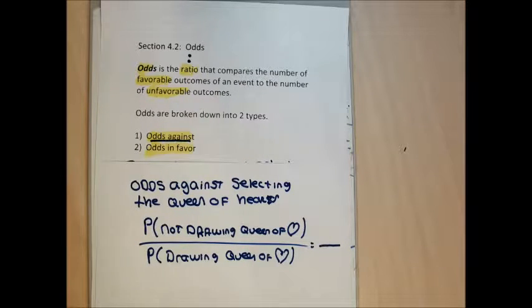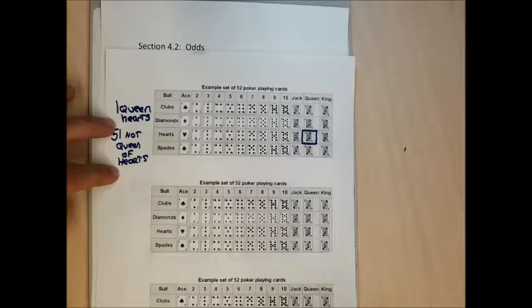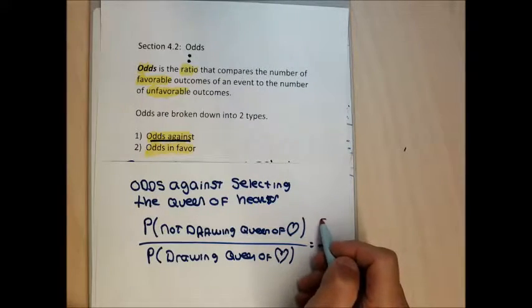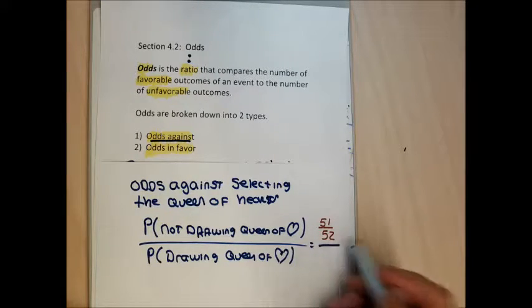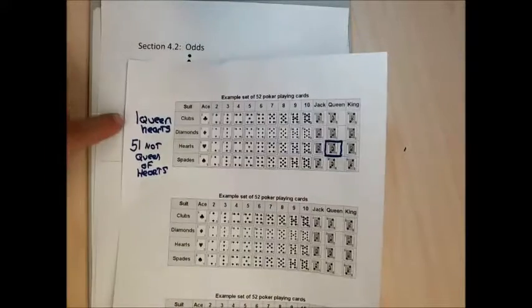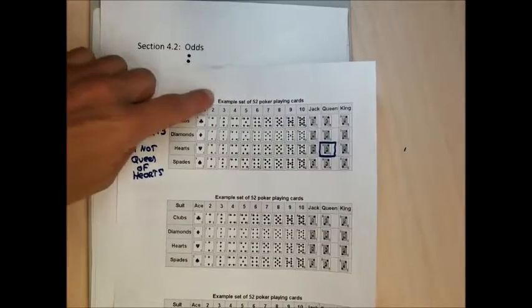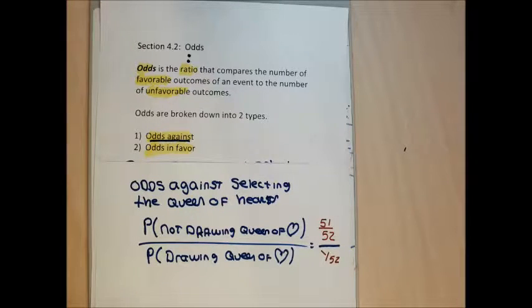The probability of not selecting a Queen of Hearts: if you pick one card from a deck of cards, there's 51 cards that aren't the Queen of Hearts out of the 52 cards. The probability of not selecting the Queen of Hearts is 51 in 52. The probability of selecting the Queen of Hearts, because there's one Queen of Hearts in a deck of cards, is going to be 1 in 52. So this is an unsimplified version of the odds against selecting a Queen of Hearts.